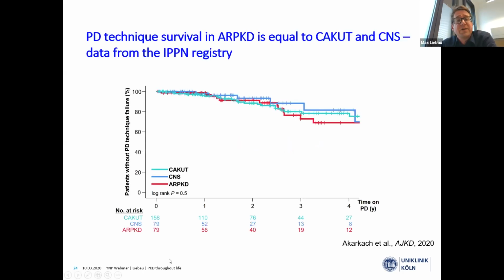So we therefore teamed up with the IPPN registry of Franz Schäfer, which is a global network on, in this case, peritoneal dialysis data. And we identified almost 80 ARPKD patients that were then matched for age and time on dialysis to patients with congenital nephrotic syndrome or CAKUT, so congenital anomalies of the kidney or the urinary tract, other important causes for very early onset kidney failure.